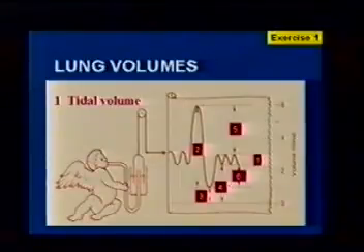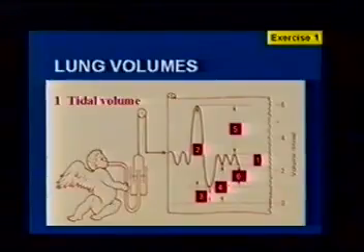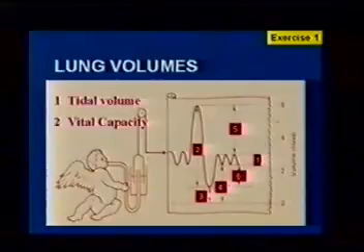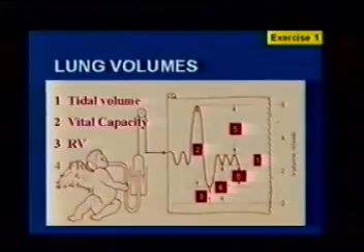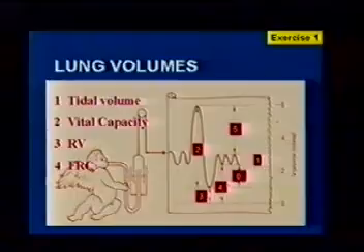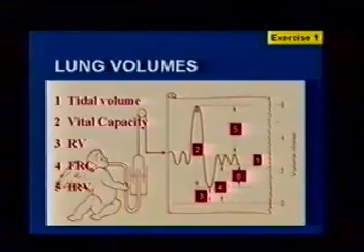Number 1 is a tidal volume. Patient is breathing normally. And he has been asked to take a deep breath in and breathe out. That is a vital capacity. What remains in the lung after the vital capacity breath, that is number 3, is the residual volume. Number 4 is a functional residual capacity. That is what remains in the lung after a tidal expiration.